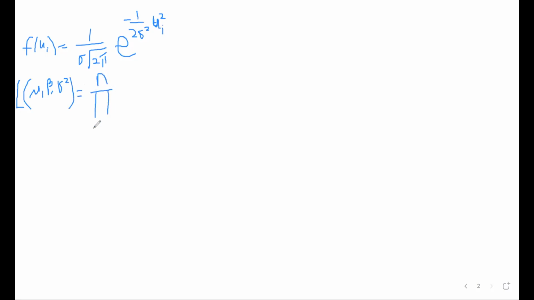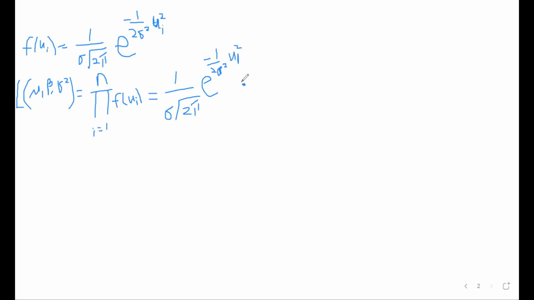This sign means product from i equals 1 to n. We are multiplying the individual PDFs to get a joint PDF. We are multiplying because the marginals can be multiplied to get the joint if we assume independence. So I'm multiplying this PDF n times. So I have 1/sigma square root of 2 pi, e to the power -1/2 sigma squared u1 squared. This is the first one.